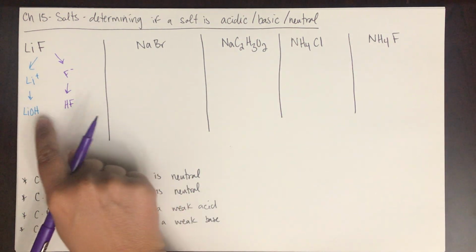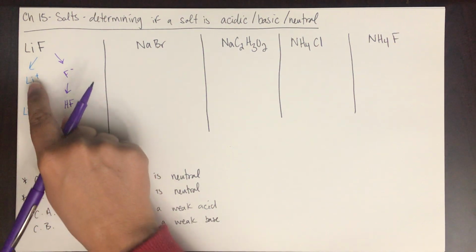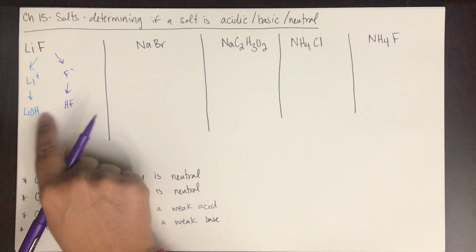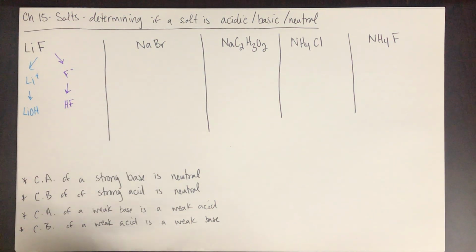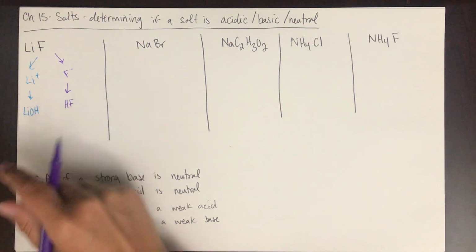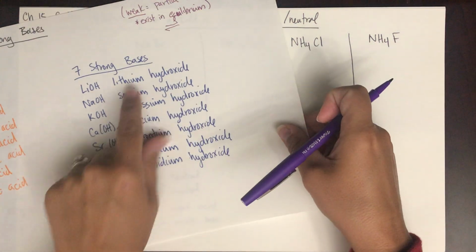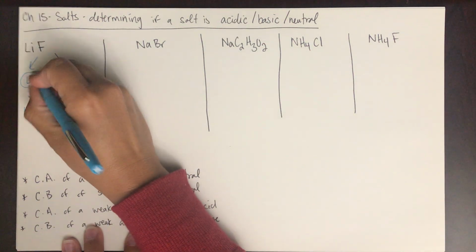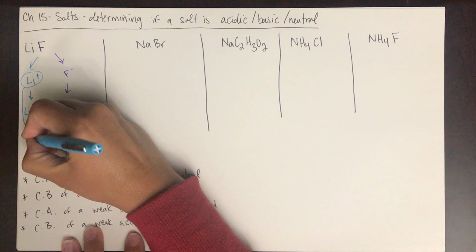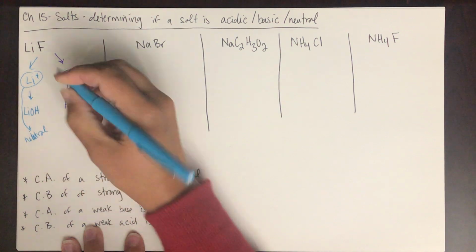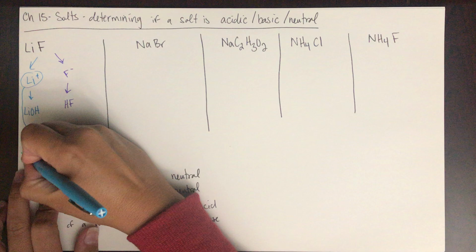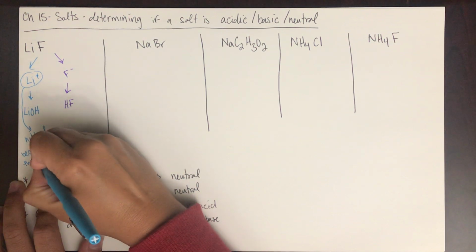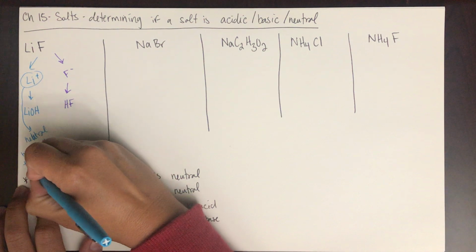So now what we're doing is seeing what effect these ions are going to have on the solution based on what the conjugates were. Lithium hydroxide is on the list of strong bases. So that tells you that the lithium ion is neutral. The lithium ion is neutral because it's the conjugate acid of a strong base.